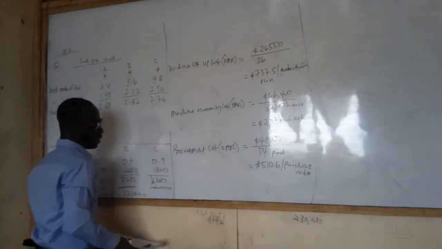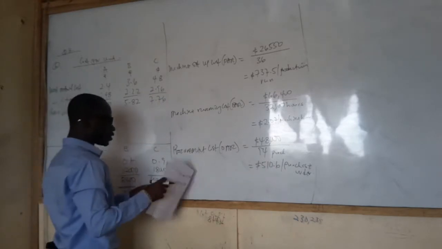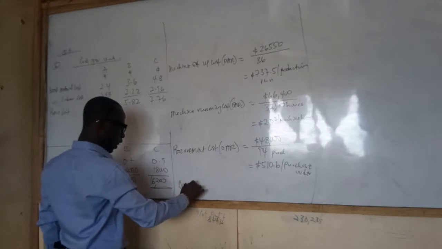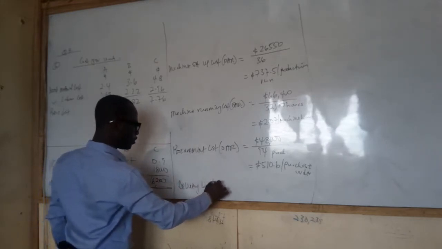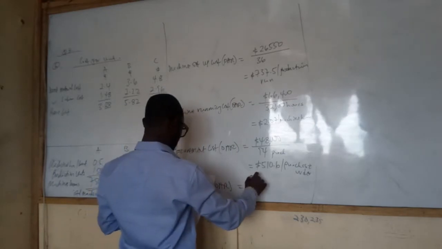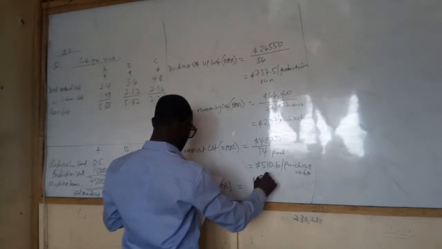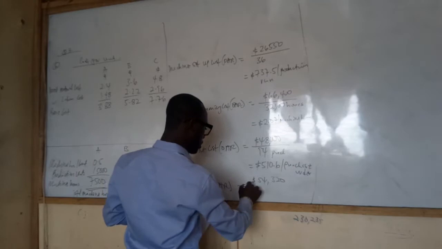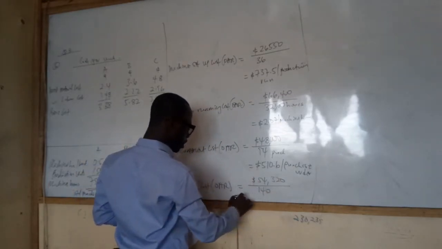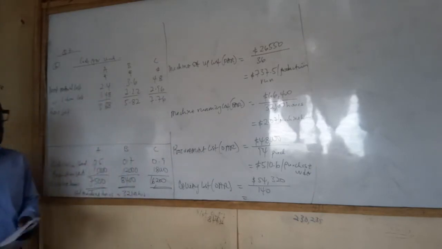Okay. Then we go to the last one, which is delivery cost. The cost of delivery is 54,320. What do we use? Number of deliveries, which is 140. So can we have an answer?